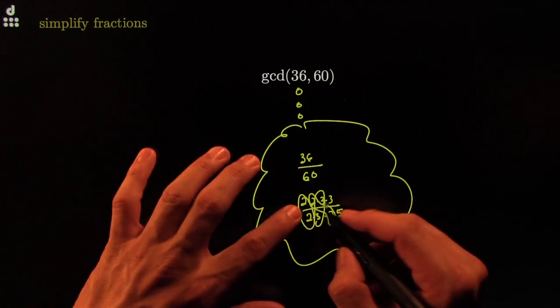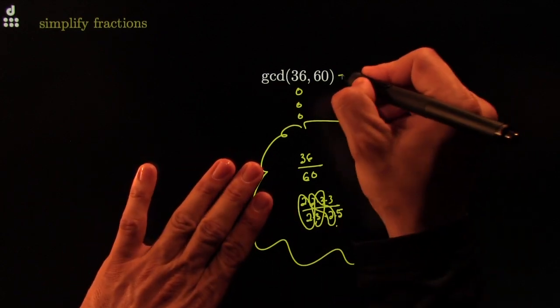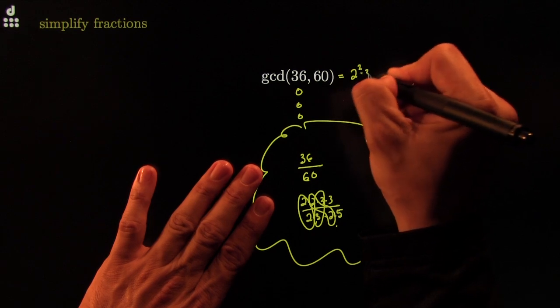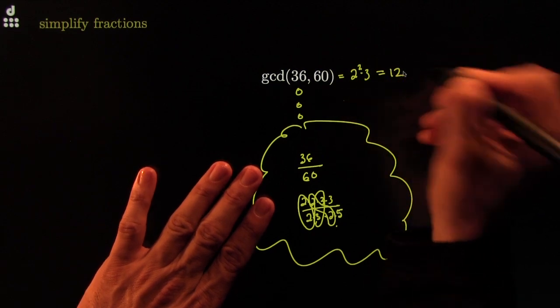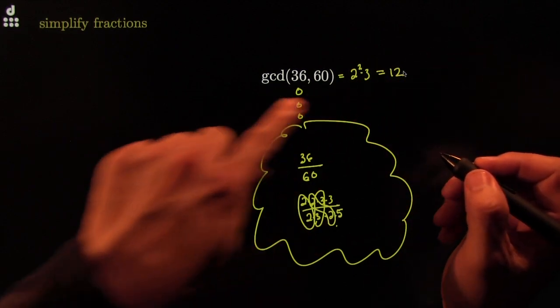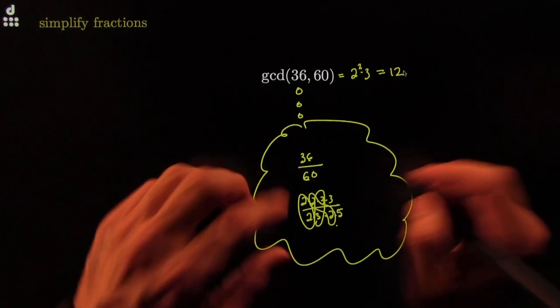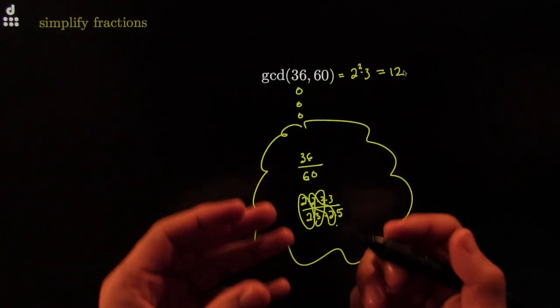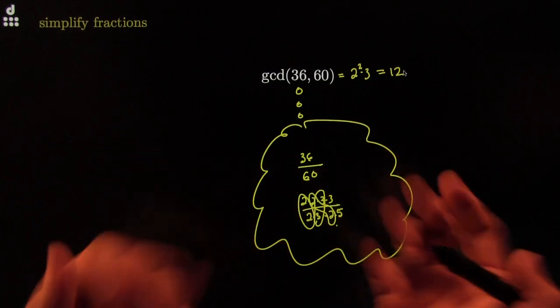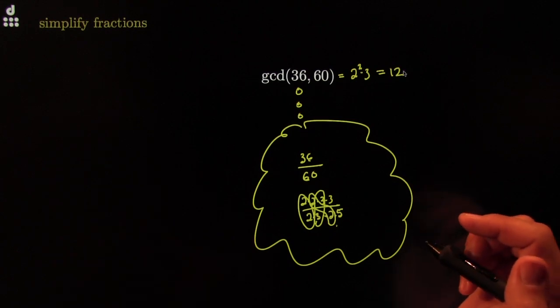Which is also known as 2 times 2 times 3, which is also known as 12. So 2 squared times 3 would be acceptable, or 12. That's the professional way to find the greatest common divisor between two numbers. Prime factorize them and look at the prime pieces and just pick up what's common, the greatest stuff that's common.